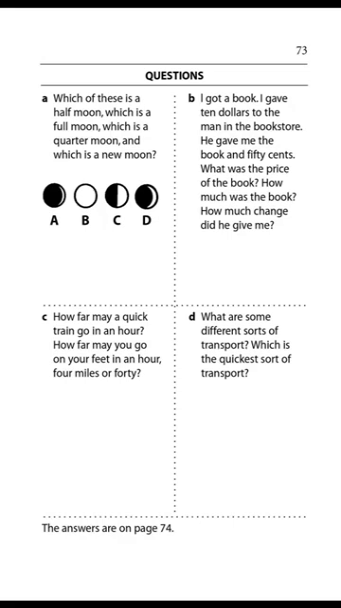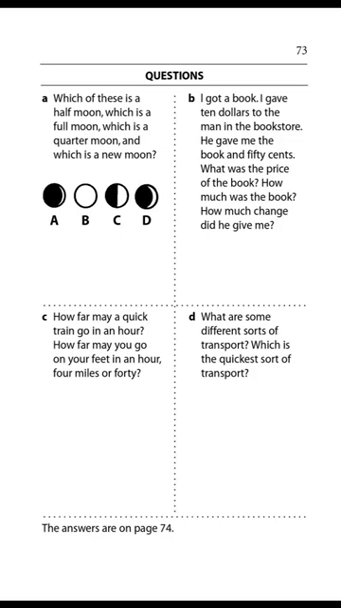Page 73. Questions. A. Which of these is a half moon? Which is a full moon? Which is a quarter moon? And which is a new moon? C is a half moon. B is a full moon. D is a quarter moon. And A is a new moon.